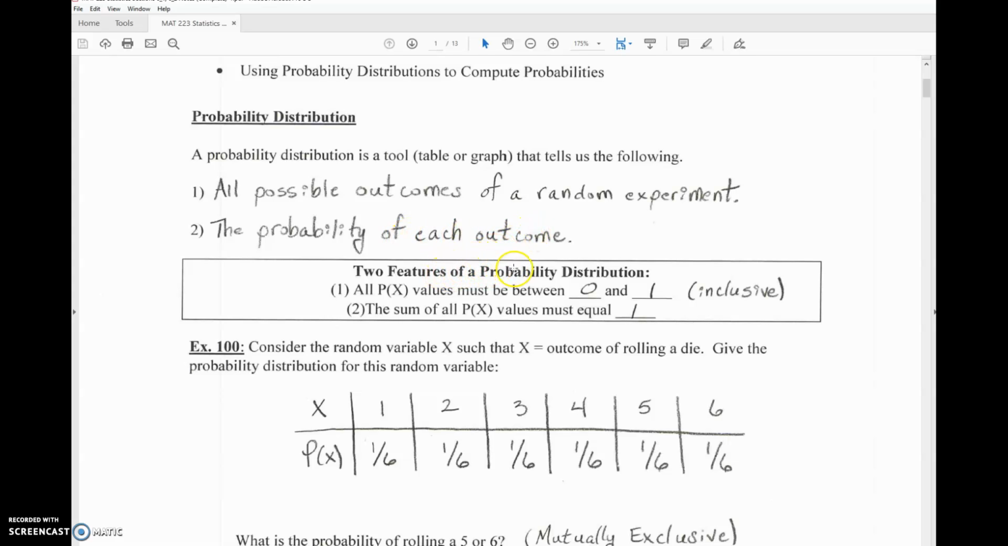So there are two features of a probability distribution. First of all, P of x, all probabilities of x, whatever x is, must be between 0 and 1 inclusive. We already know that about probabilities. They must be between 0 and 1, and they can be 0 if that event is never going to happen, and they can be 1 if it's certain to happen, but anything in between. And then the sum of all the probability values for our probability distribution must equal 1. That's because it's supposed to take into account every single thing that can happen.